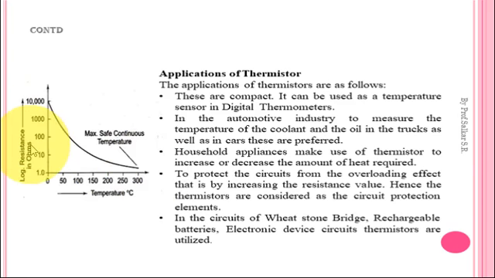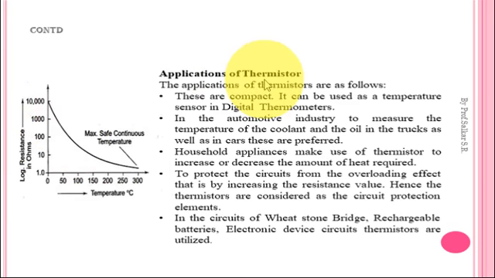As the relation between the resistance and temperature is inversely proportional, we get a non-linear graph between the resistance and temperature for the NTC type of thermistor. So this is how the graph of a thermistor of the NTC type looks.